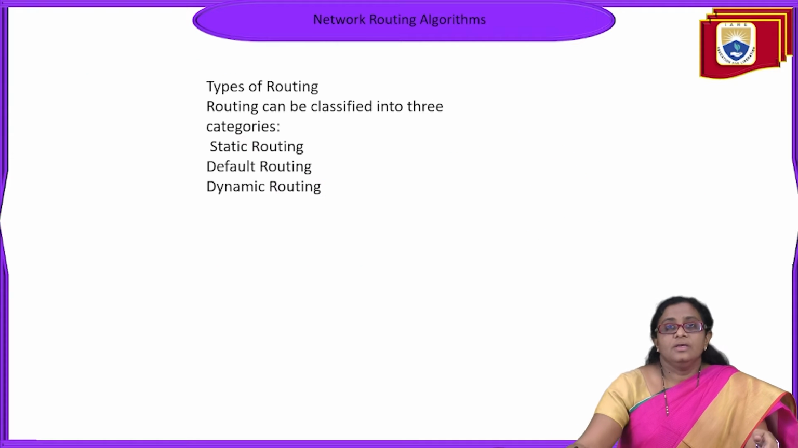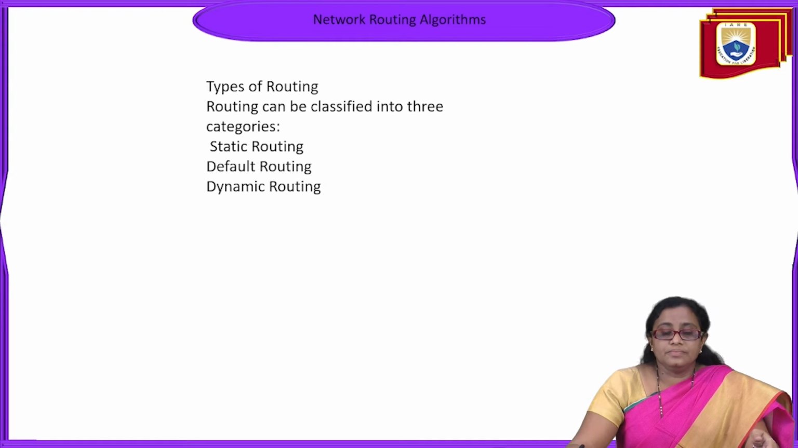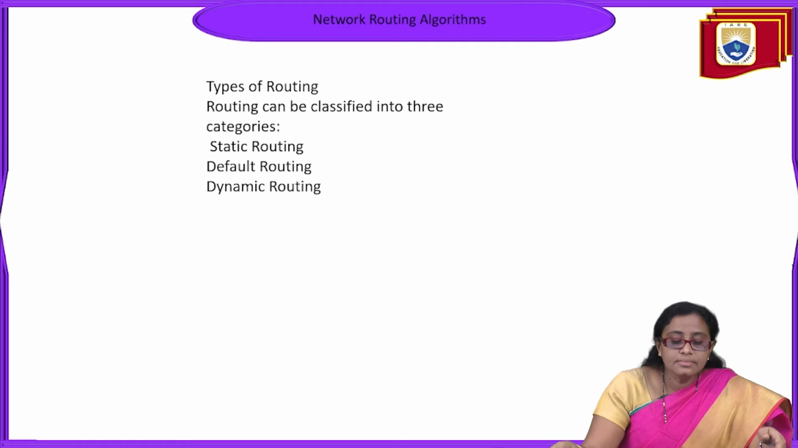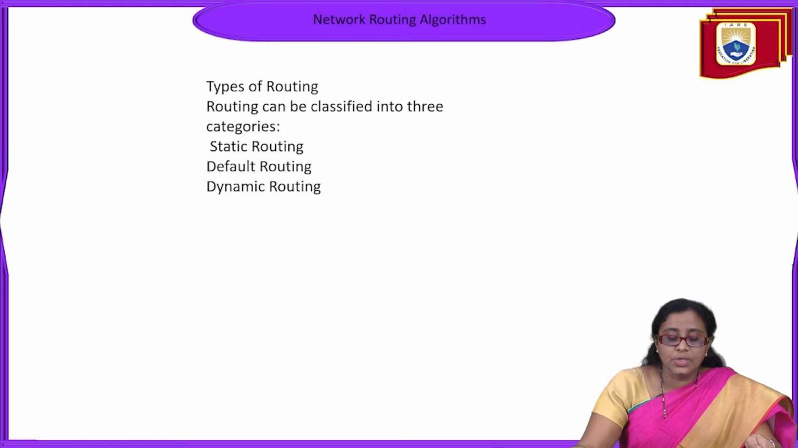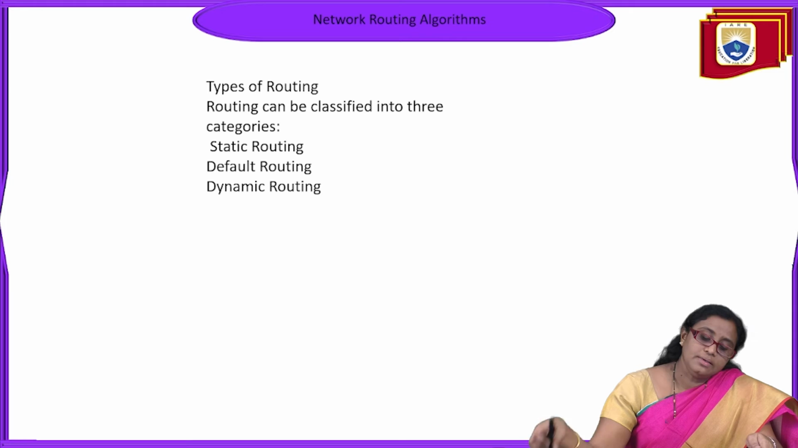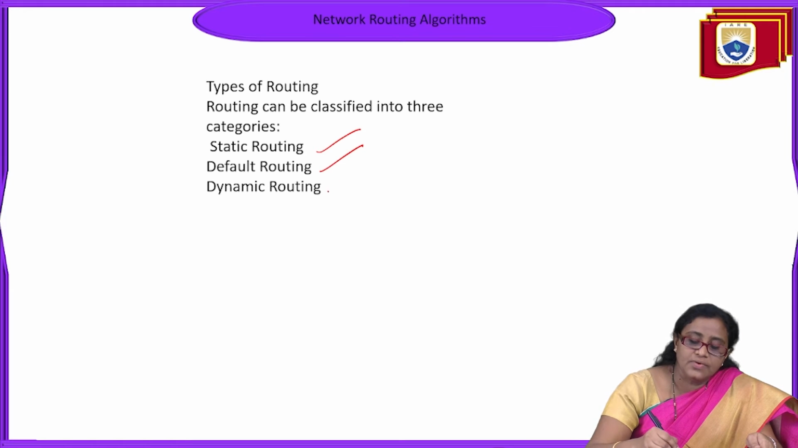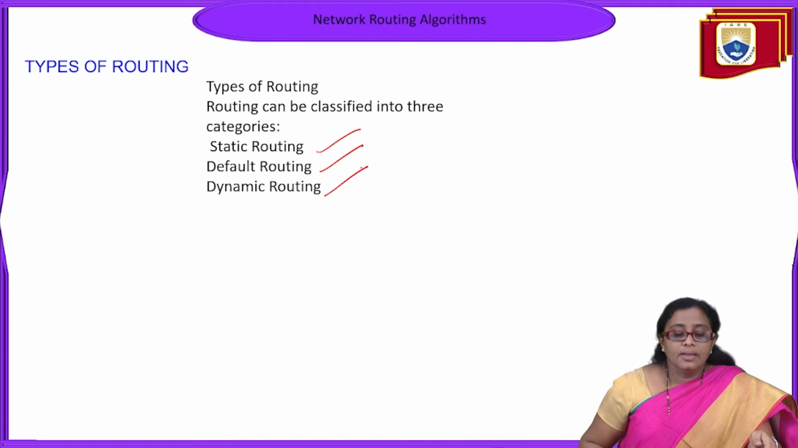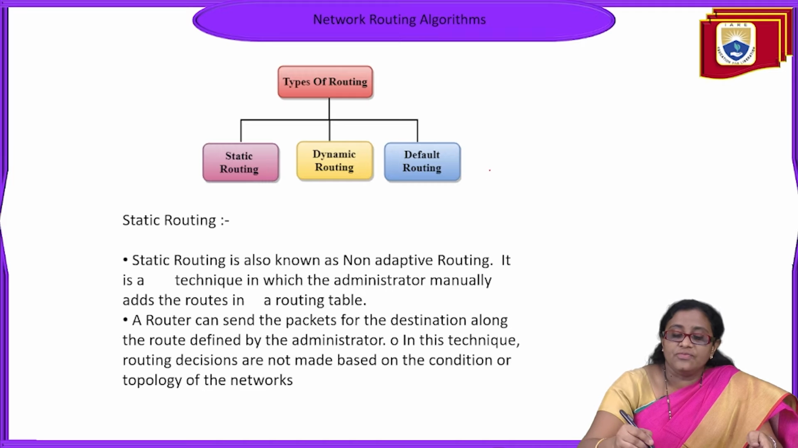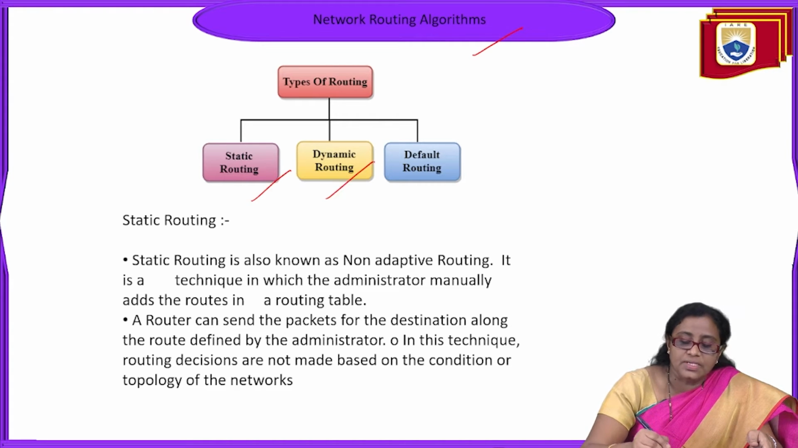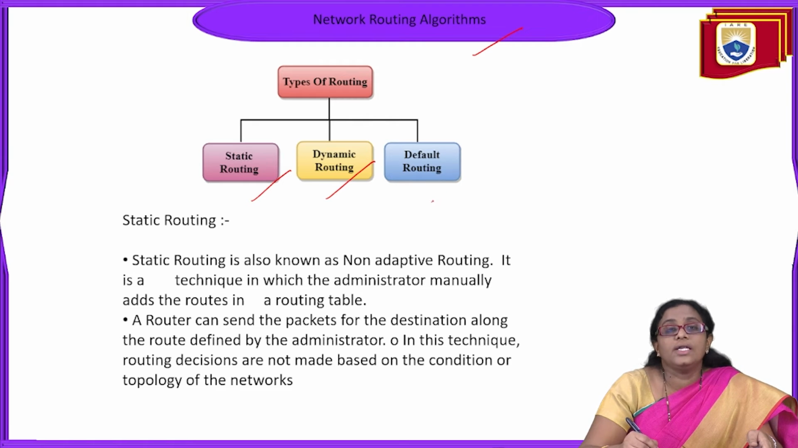Coming to that, if you discuss the types of routing, or the classification of routing, routing can be classified into 3 categories. The first one is static routing, the second one is default routing, the third one is dynamic routing. In the pictorial representation of the types of routing, the first one is static routing, the second one is dynamic routing, and the third one is default routing.